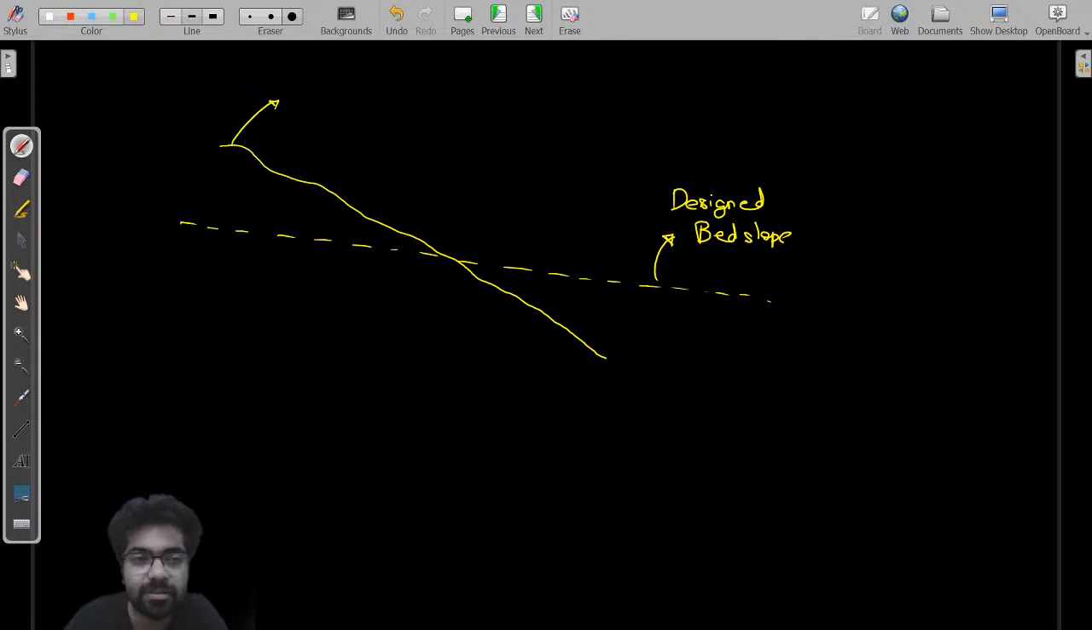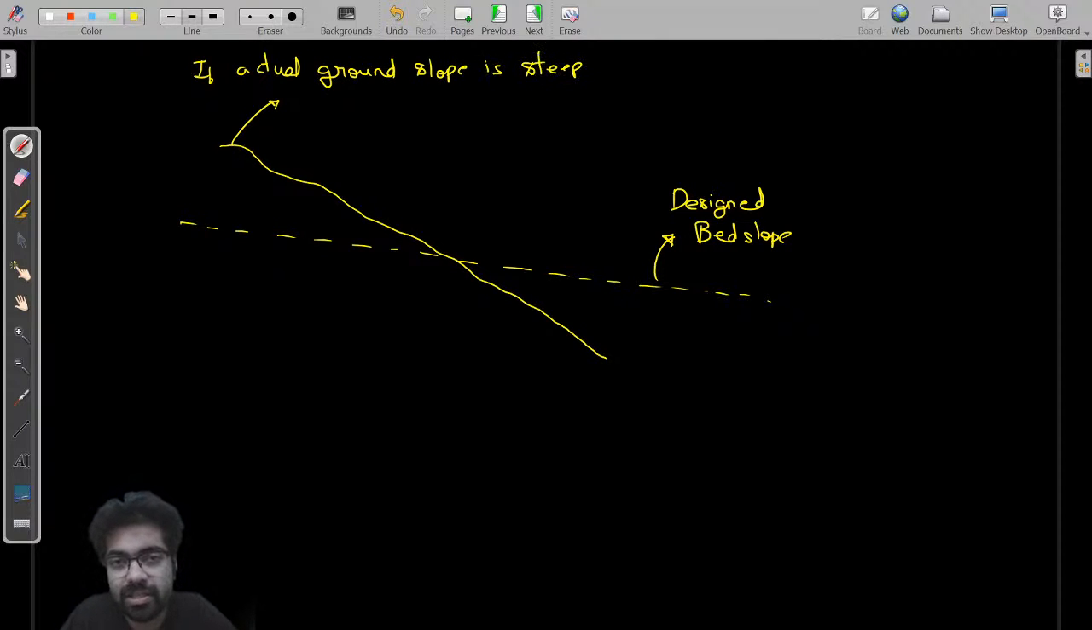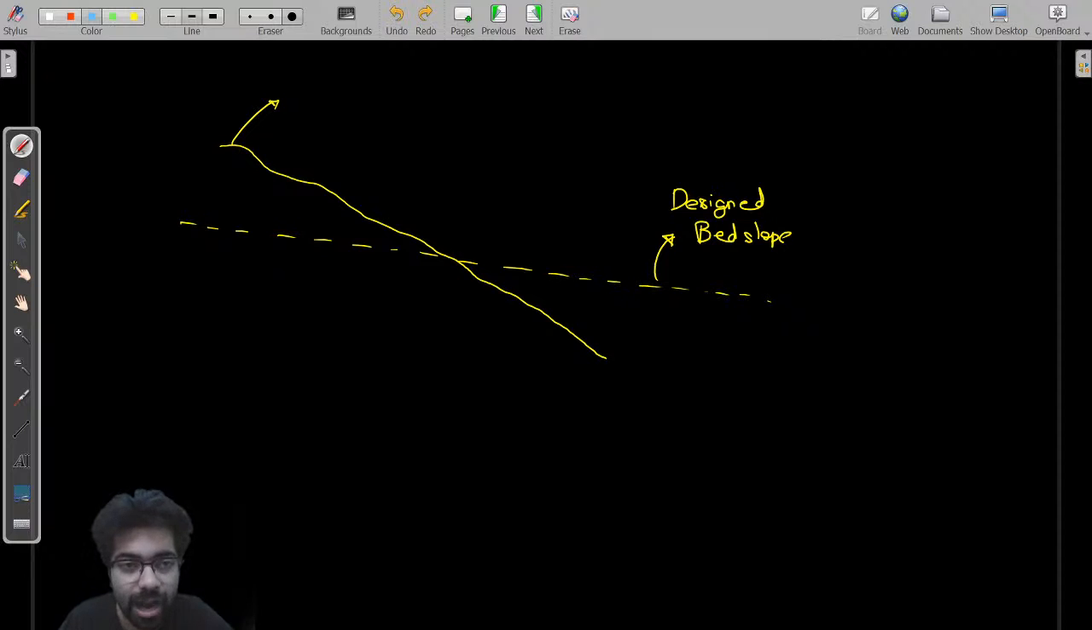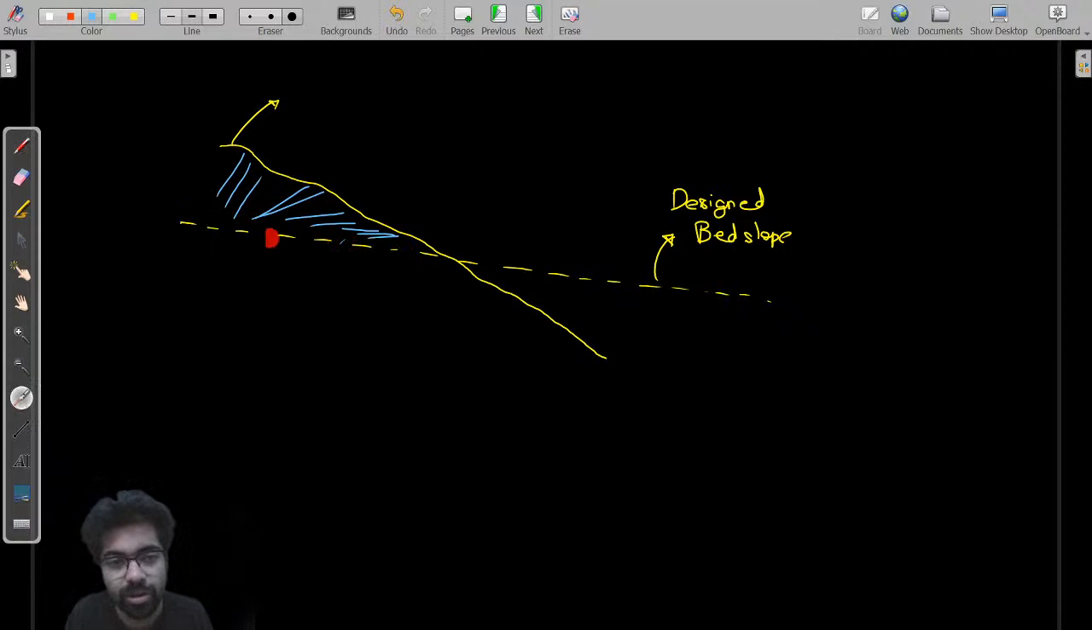We are writing here: if the actual ground slope is very steep, if the actual ground slope is steeper than the designed bed slope, then what problem happens? First understand that you have to excavate this area, because you have to design this slope. The extra soil you have to remove from above is known as cutting. You have to remove it.